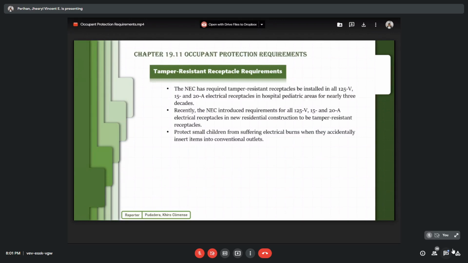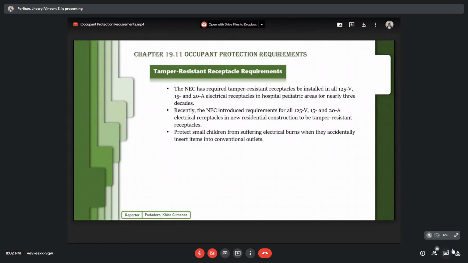The NEC has required tamper-resistant receptacles be installed in all 125 volts, 15 to 20 amps electrical receptacles in hospital pediatric areas. Recently, the NEC introduced requirements for all 125 volts, 15 to 20 amps electrical receptacles in new residential construction to be tamper-resistant receptacles, to protect small children from electric burns when they accidentally insert items into conventional outlets.